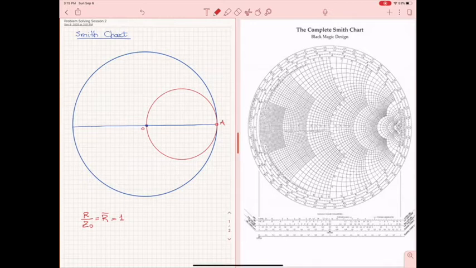Having said that, that takes us back to what a Smith chart shows. Every point on the Smith chart corresponds to a normalized impedance. So any point here, for example, point P, will correspond to a normalized impedance.